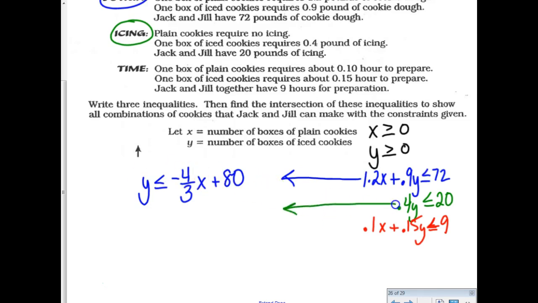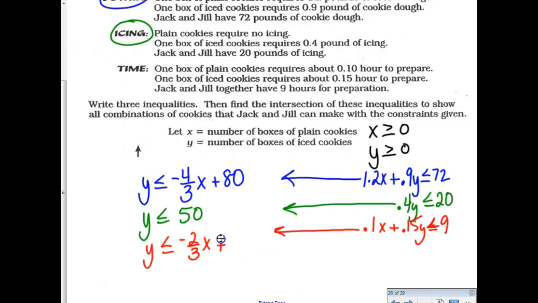Now for this green one, you just have to divide both sides by 0.4. So in a better graphing form, y is less than or equal to 50. Okay. And then for the red one, it's just like the blue one. You subtract the 0.1x over and then divide everything by 0.15. So y is less than or equal to, what is negative 0.1 divided by 0.15? Math enter, please. Negative 2/3, thank you. And then 9 divided by 0.15? Is that 60?